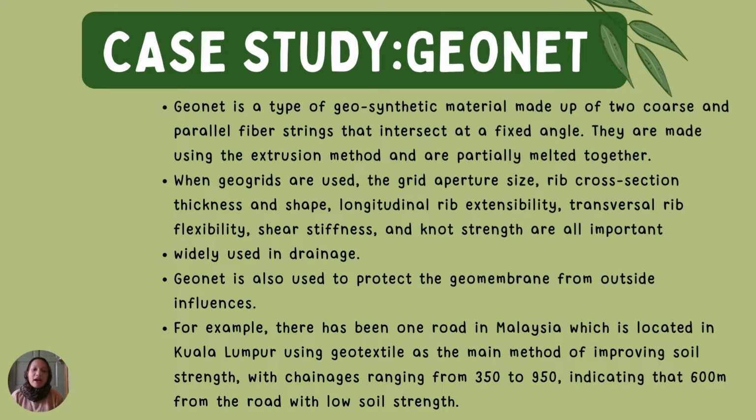For example, there has been one road in Malaysia, located in Kuala Lumpur, using geotextile as the main method of improving soil strength. The road, chainage from 350 meter to 950 meter, which indicates 600 meter, was used as landfill before, so there is a lot of leachate and the soil is low in strength. So they needed to use another method in order to improve the soil strength.